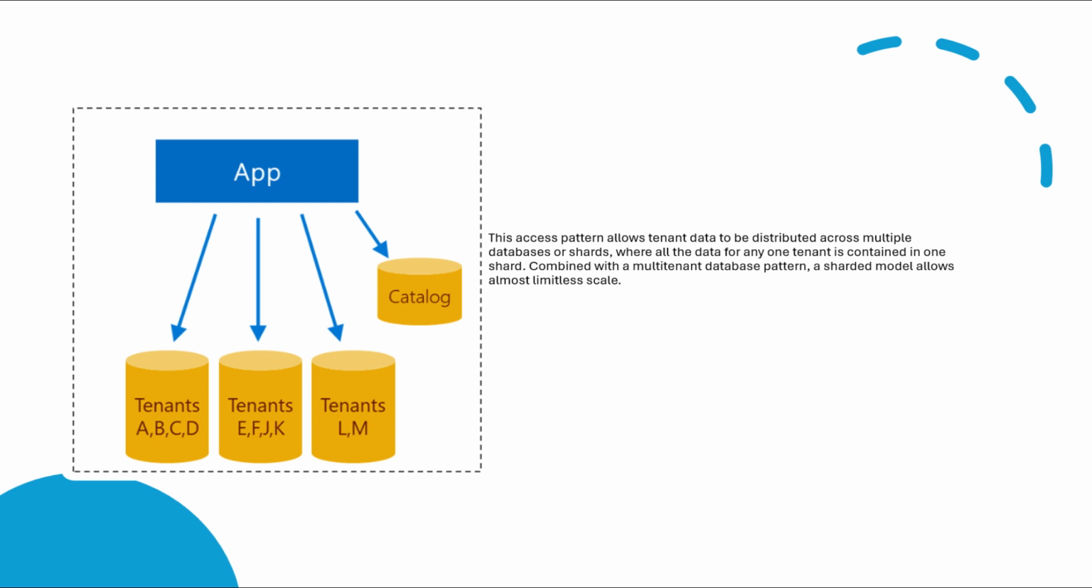Further, the schema might require a few tables or columns that are used by only a subset of tenants. Sharding adds complexity both to the design and operational management. A catalog is required in which to maintain the mapping between tenants and databases.